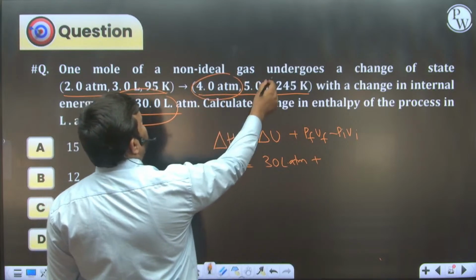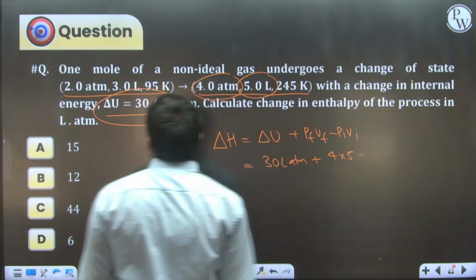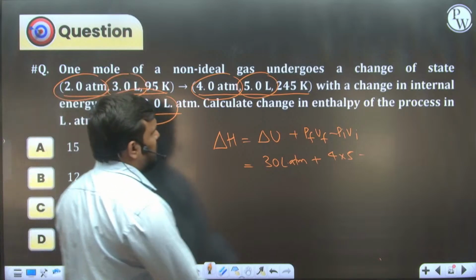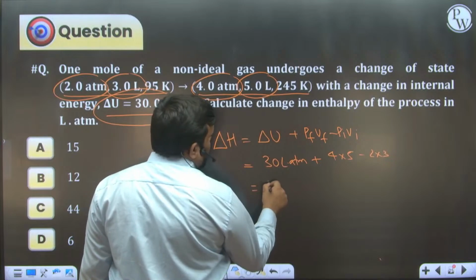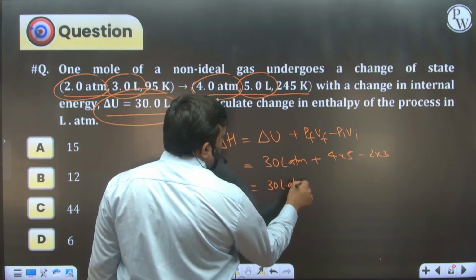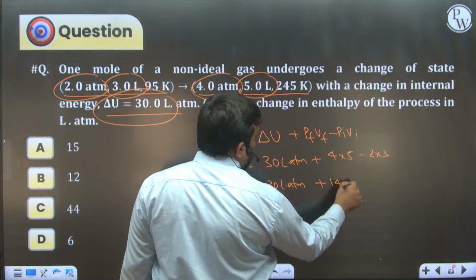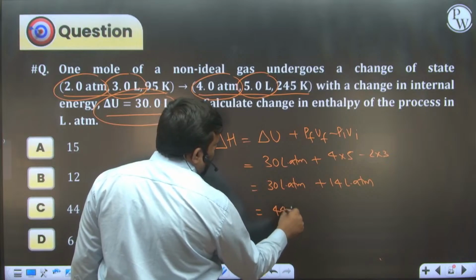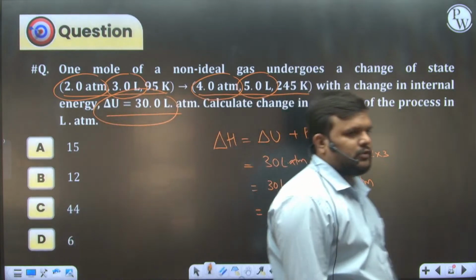P final is this, V final is this: 4 into 5, minus P initial V initial. P initial is this 2 atm, and this is V initial, 2 into 3. So how much are we getting? 30 liter atm plus 20 minus 6, 14 liter atm. So we are getting 44 liter atm as our enthalpy change.